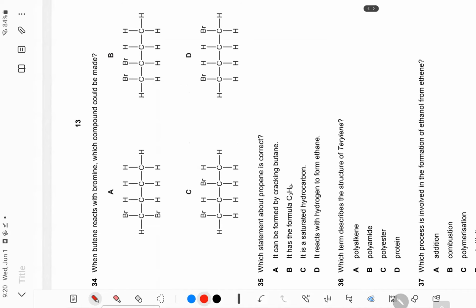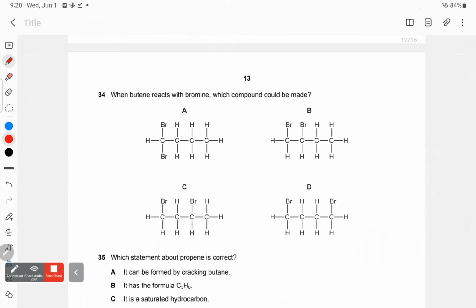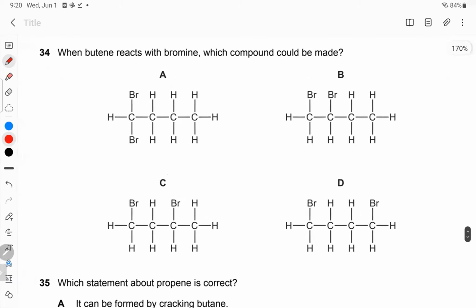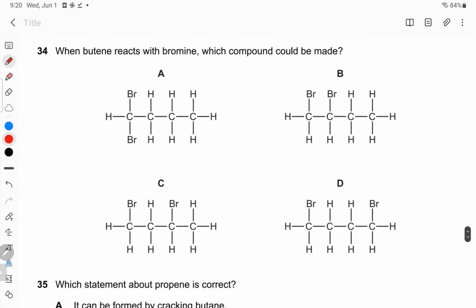Okay, question number 34. When butene reacts with bromine, which compound could be made? Okay, if we talk about butene, it means 1, 2, 3. Sir, a dibromoalkane. Yes, a dibromoalkane from butene.